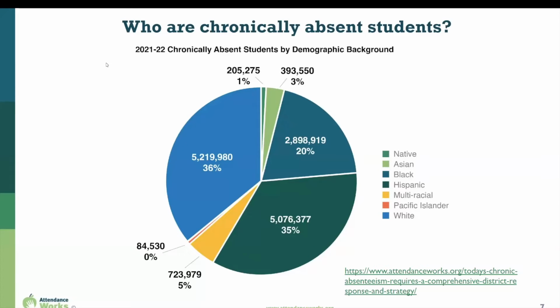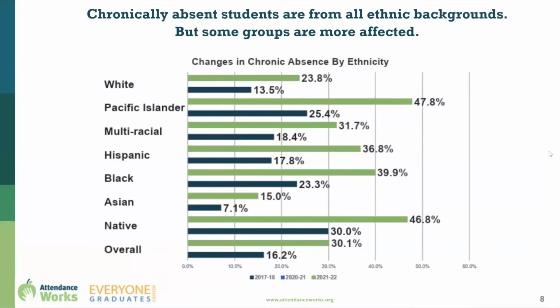Our white students, represented in blue, are showing at 36%. Our Latino students, shown in dark green, are at 35%. And our African American students, shown in dark blue, are at 20%. These groups are our largest numbers. Our next slide shows chronically absent students from all ethnic backgrounds. Our Pacific Islanders, our Hispanic students, African Americans, and Native Americans, as you can see by this slide, are disproportionately higher. This is an equity issue nationally.